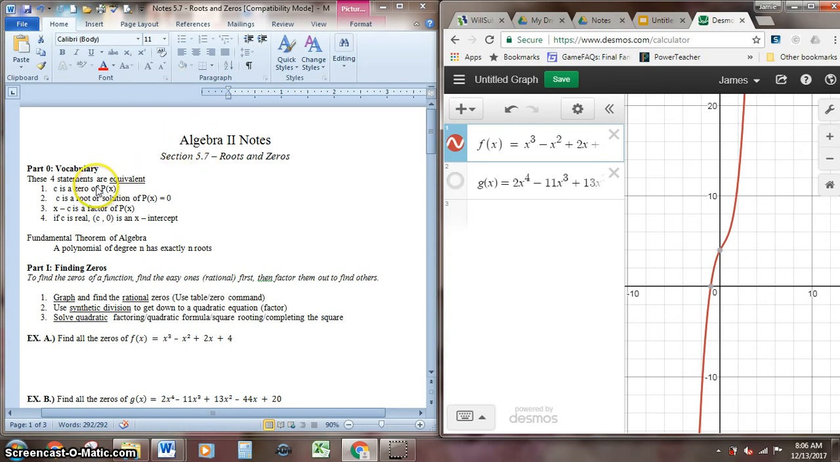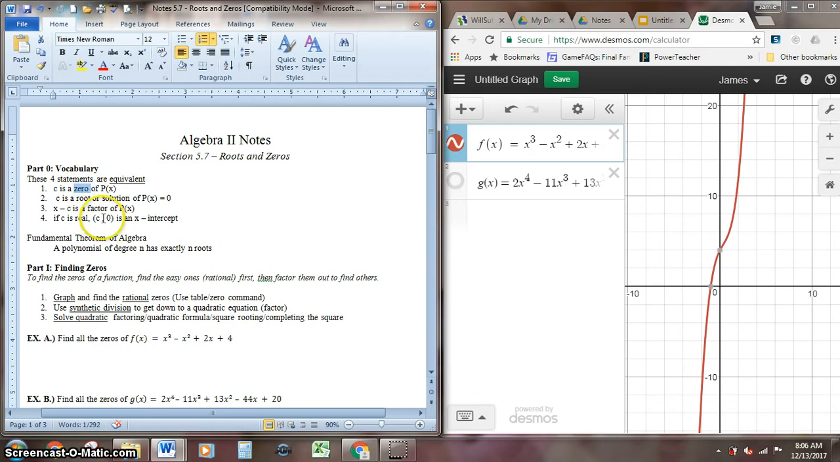The first thing we have is just some vocabulary, and we basically already talked about this. It's the idea that a zero, a root, a solution, an x-intercept, those all mean the exact same thing. That's what I mean by the four statements are equivalent. If I say that c is a zero, a solution, a root, or an x-intercept, those all basically mean the same thing. And number 3 here is just saying that if x minus c is a factor, basically c is also a solution. So you're kind of adding factor into that. And we'll be able to use these terms more or less interchangeably as things go on.